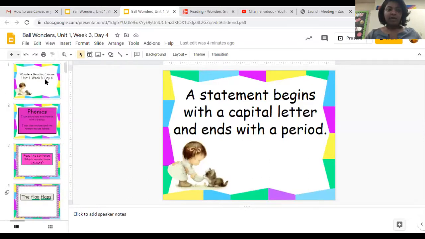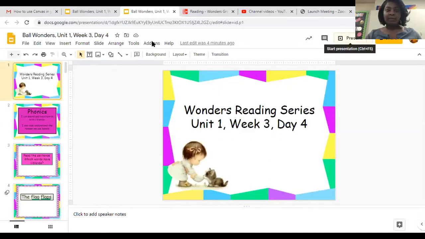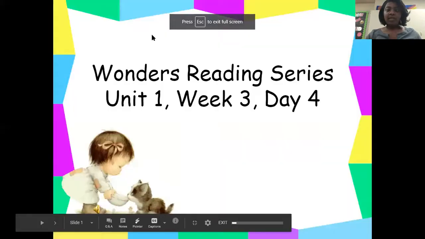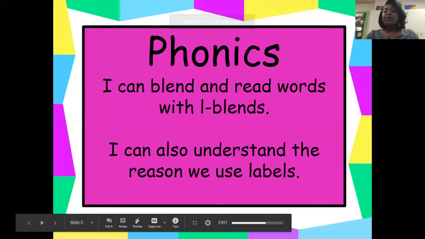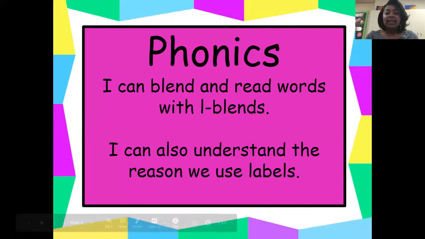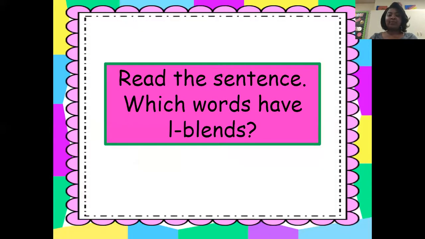So we're in Unit 1, Week 3, Day 4. Repeat after me. I can blend and read words with L blends. I can also understand the reason we use labels. Let's read the sentence. Which words have L blends?